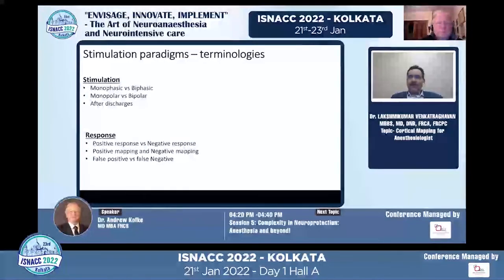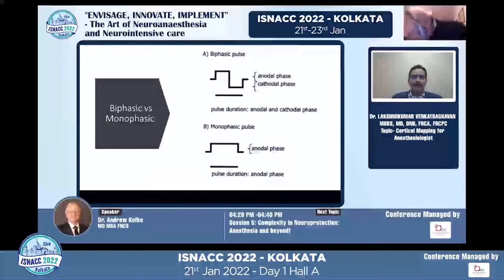Before we proceed to the rest of the talk, I just wanted to clarify a few terminologies that come up related to stimulation mapping. These relate both to the stimulation part as well as the response part. As anesthesiologists, we need to understand these concepts much more clearly because we are not very familiar with some of these terminologies.